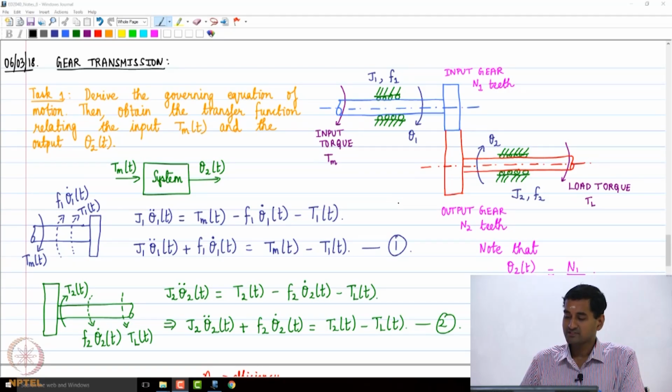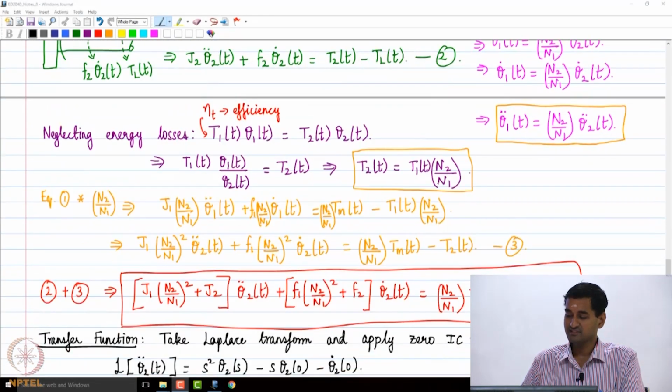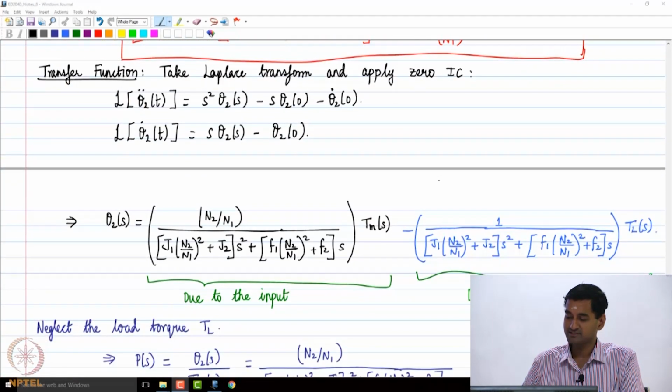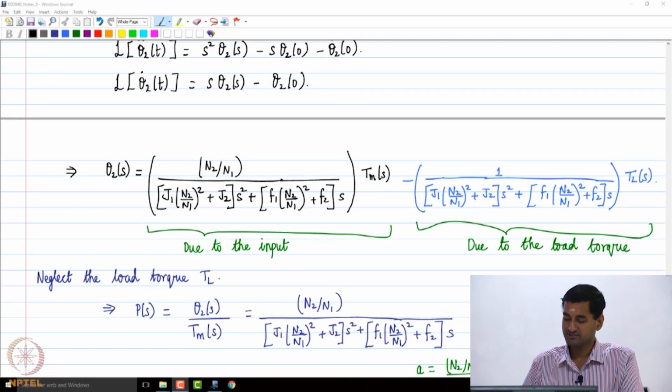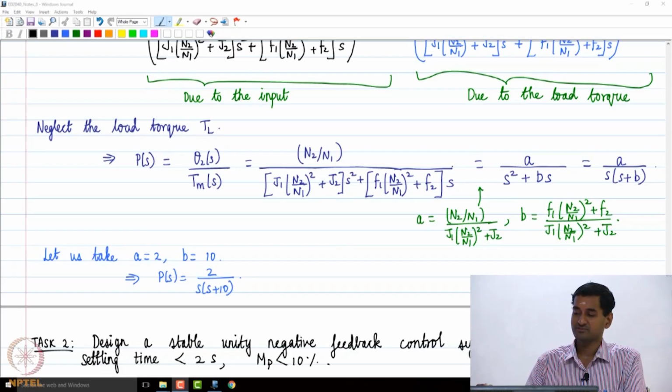What we did was that we derived the equation of motion using physics. Then we took the Laplace transform, applied zero initial conditions, and got the transfer function of the system. We figured out that the transfer function was of order 2, and the plant transfer function had a pole at the origin.